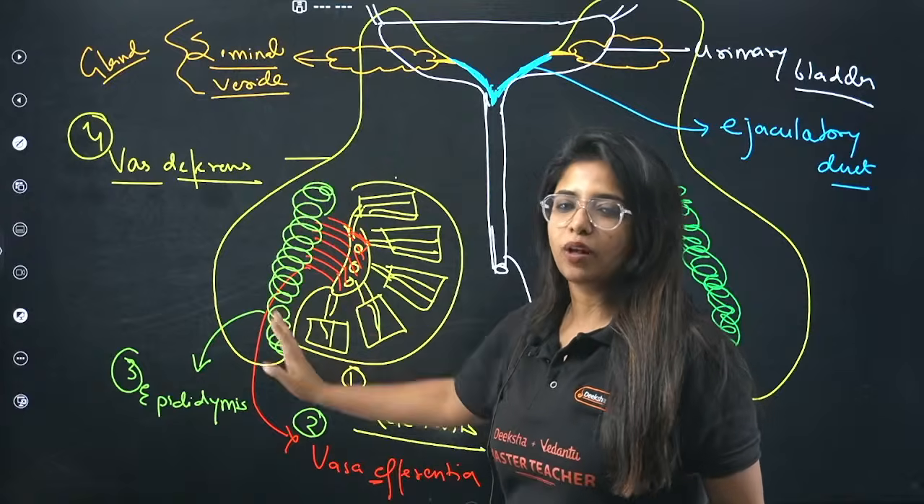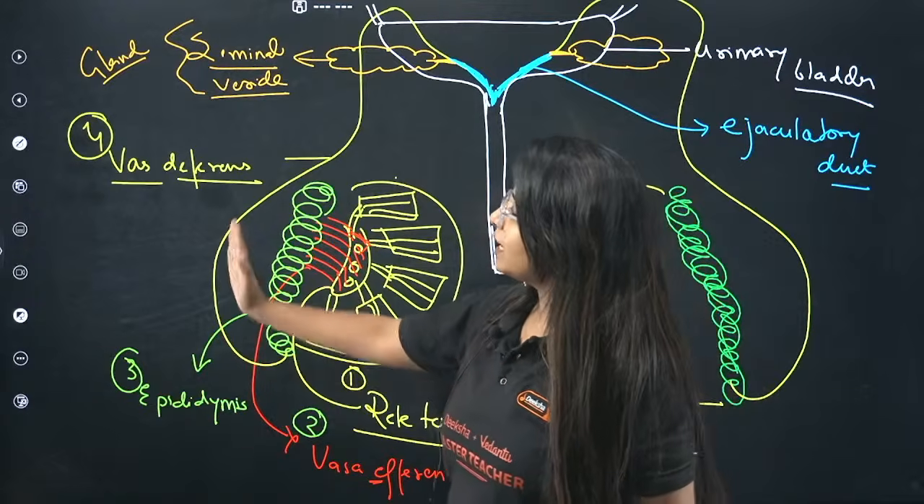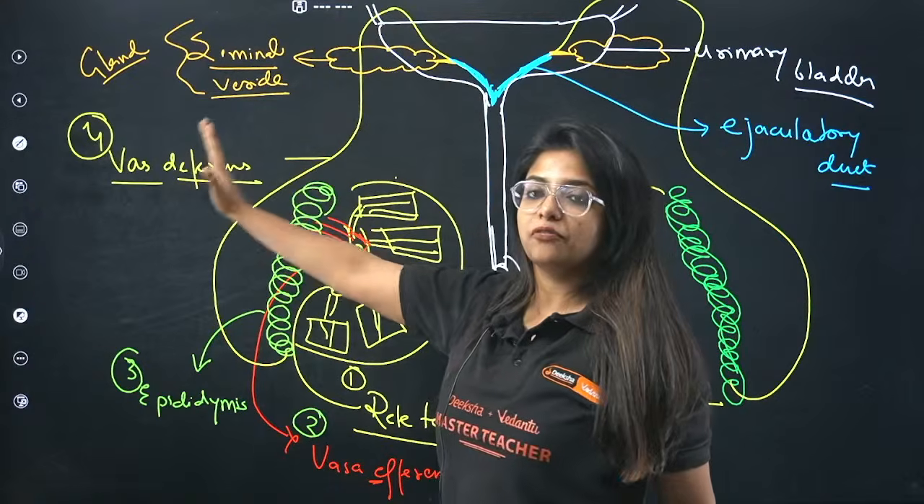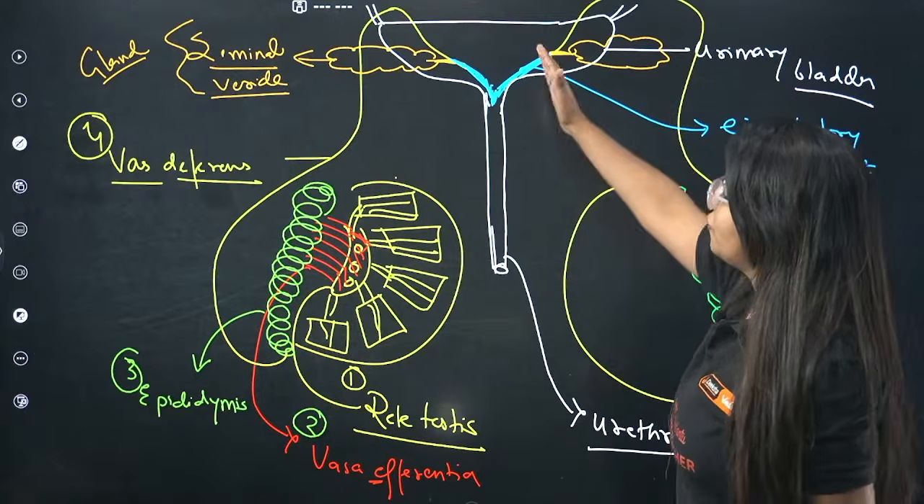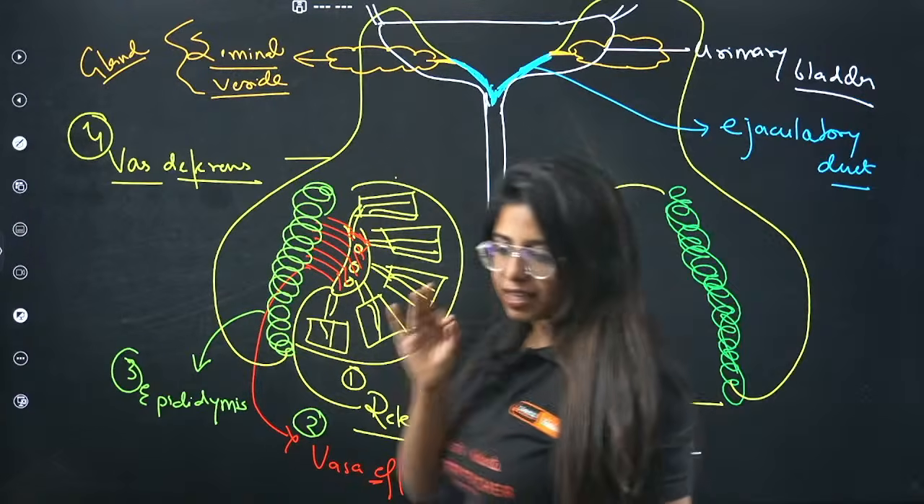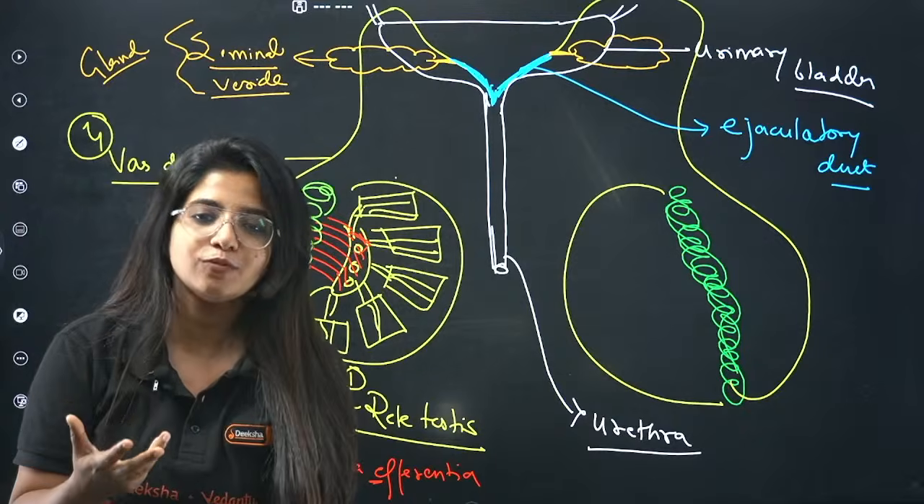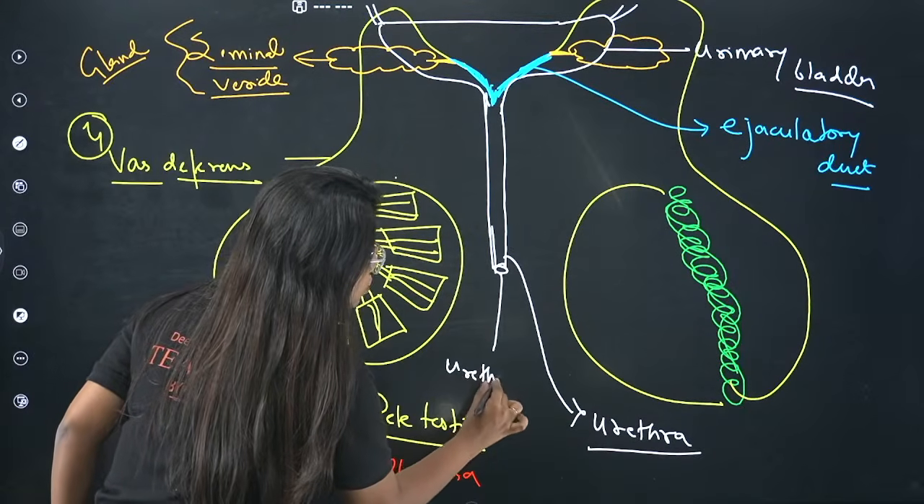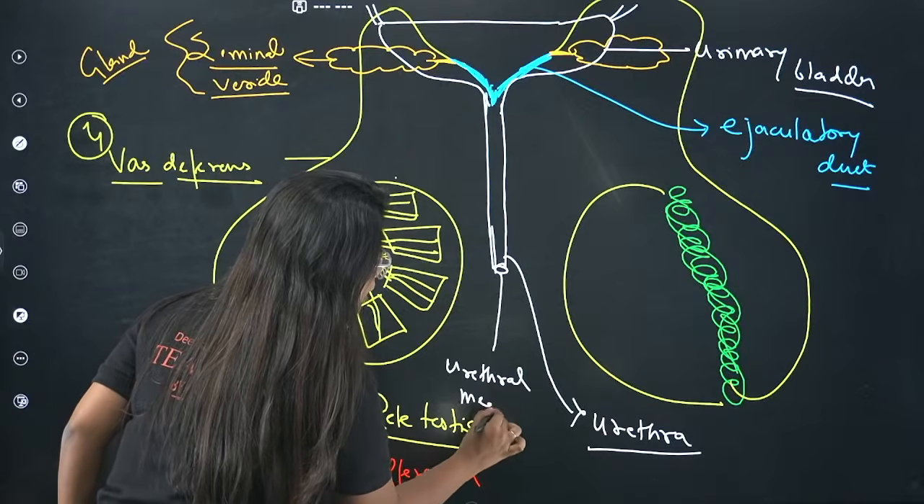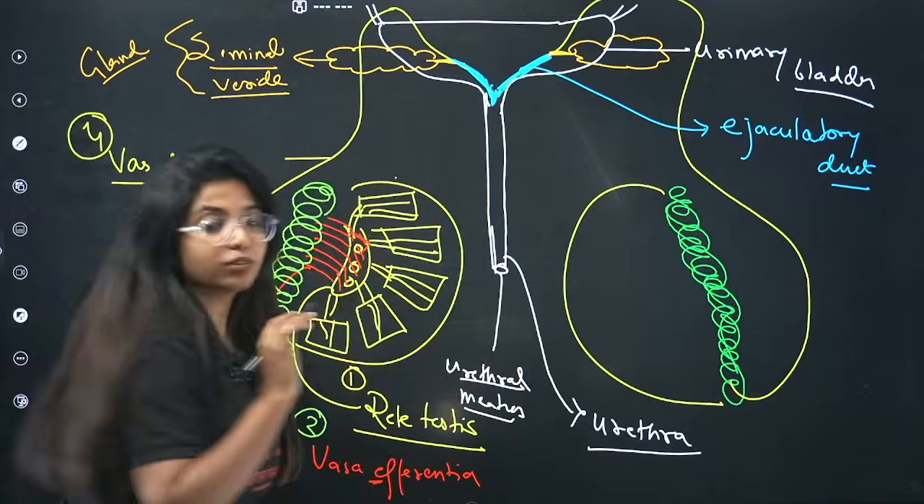Then finally it coils into the epididymis. And then finally the sperm is taken to a distance with the help of the vas deferens. The vas deferens opens into the ejaculatory duct, followed by what? The urethra. And the last part of the urethra, the opening of the urethra, is known as the urethral meatus. That is how things work.